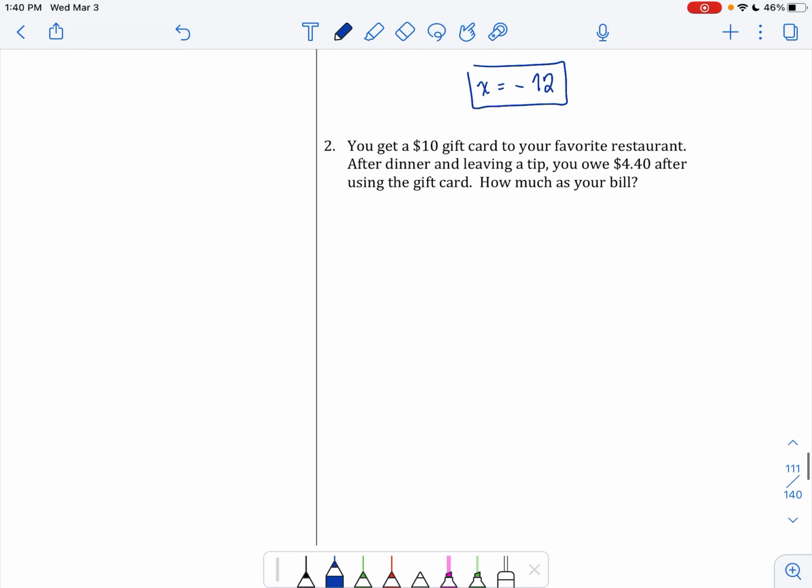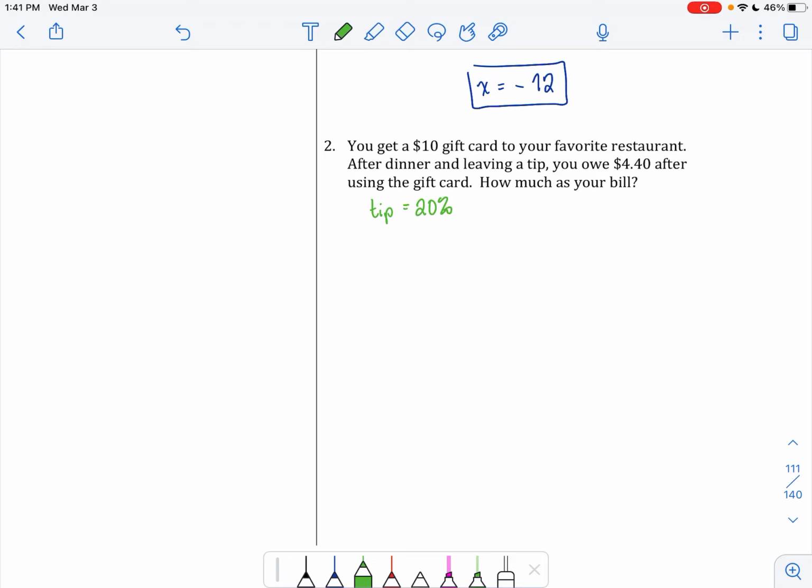You get a $10 gift card for your favorite restaurant. After dinner and leaving a tip, you owe $4.40 after using the gift card. How much is the total of your bill? Now, here's a nice review from previous lessons. This was definitely a struggle for those of you on the written section of the exam. Tip is 20%. I saw 5%, I saw 10, I saw 15. It is 20%. If you are using less than that, you will not get points, and it will also make it so that this problem does not work out very nicely.